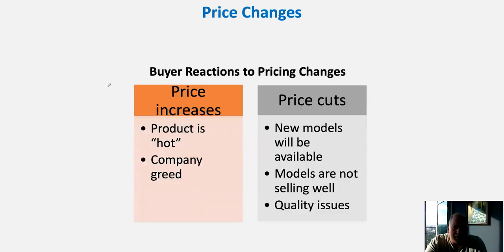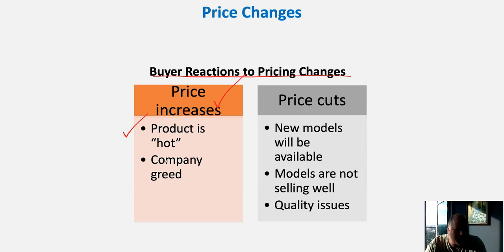Now, let's think about the reaction. Many of you can probably think about your own reactions as buyers to price changes. So what happens when price increases? What are your thoughts? There are positive and negative things we can think of. In one way, sometimes we think to ourselves, oh, that product's becoming popular. That's why the price has increased. A lot of people want it. It must be popular. So one of the inferences we'll often make from a price increase is that the product is hot and a lot of people want it.